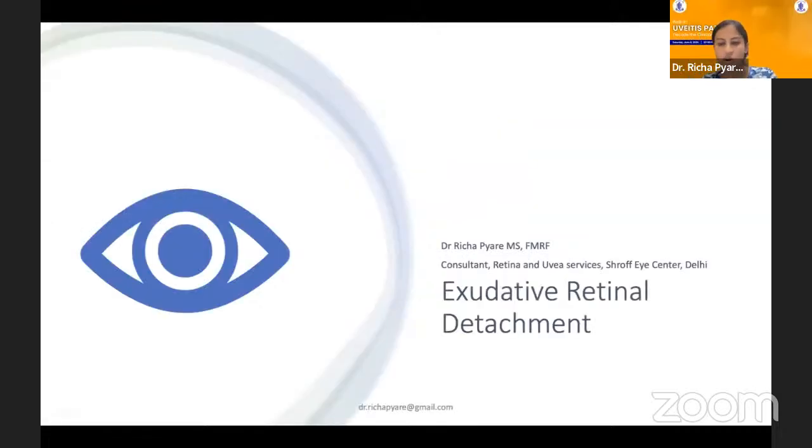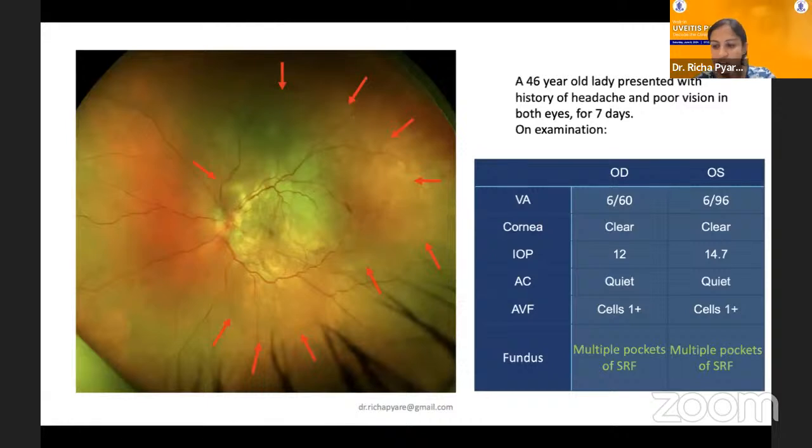I am going to be speaking on exudative retinal detachment as a clinical sign of uveitis. So, first, let's start off with a case. A 46-year-old patient with a history of headache and poor vision presented to our clinic. Her vision in the right eye was 6/60 and in the left eye was 6/96. Positive findings included presence of anterior vitreous phase cells and multiple pockets of SRF on fundus examination.